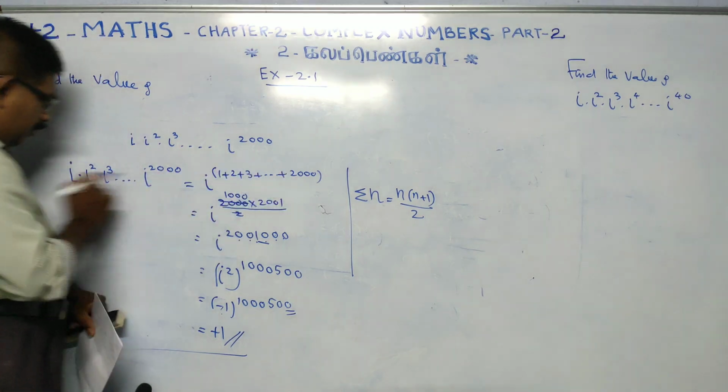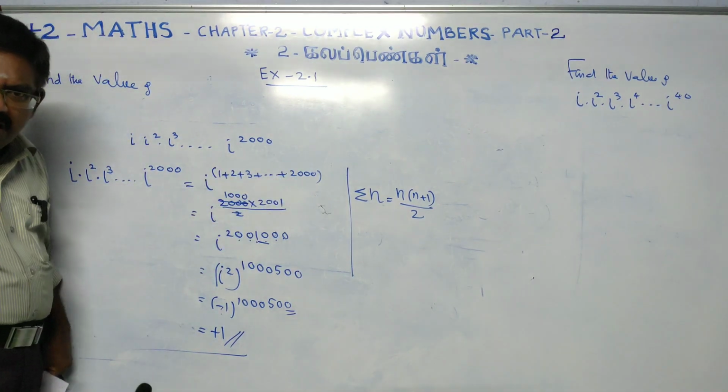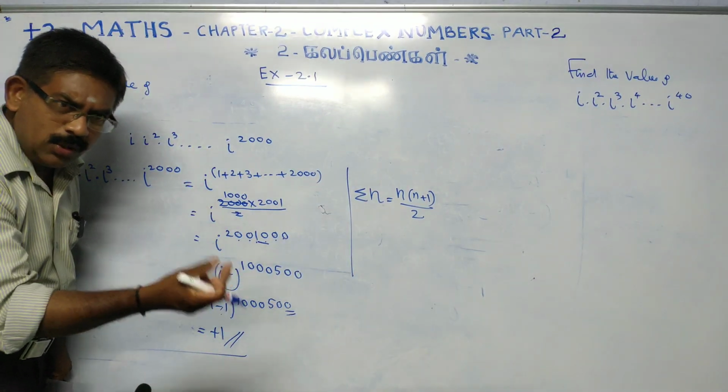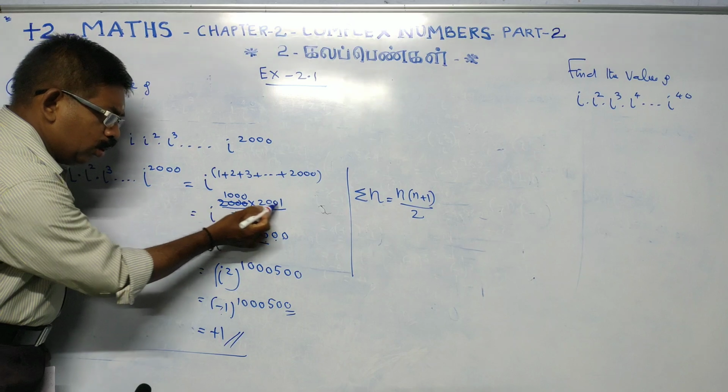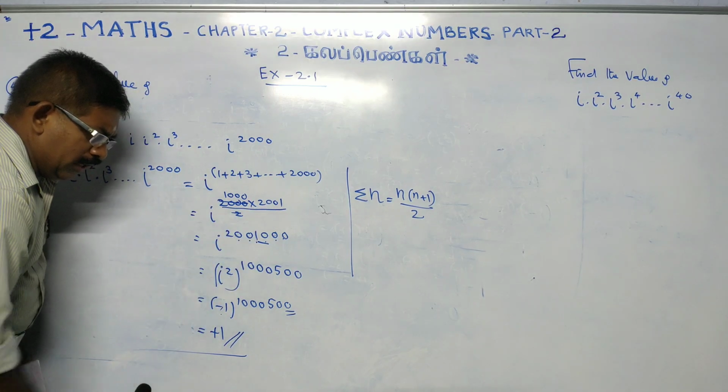We add the powers: 1, 2, 3, dot, dot, 2000. This is the sum of natural numbers. We know the formula, n into n plus 1 by 2. So 2000 into 2001 by 2. Multiplying, we get 20 lakhs and 1000.